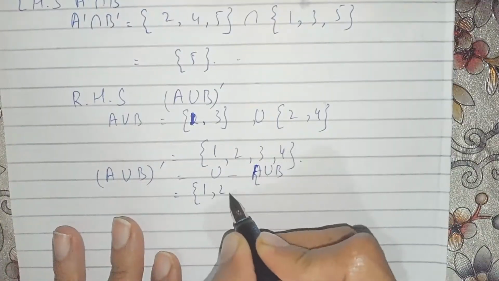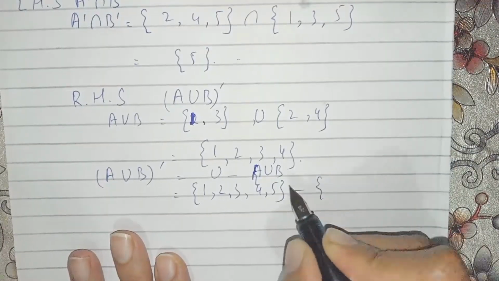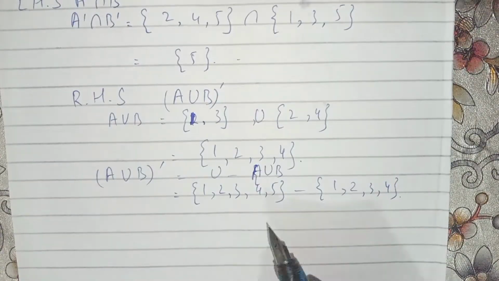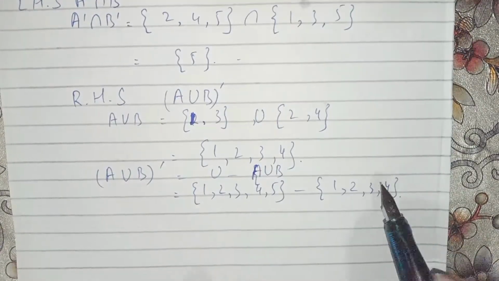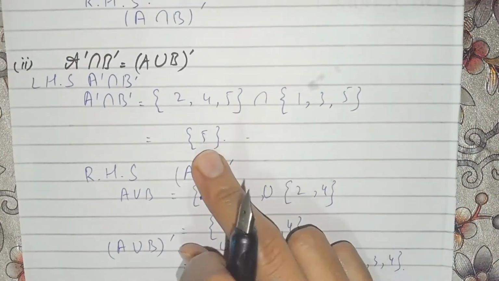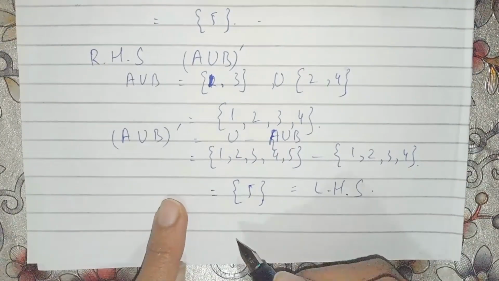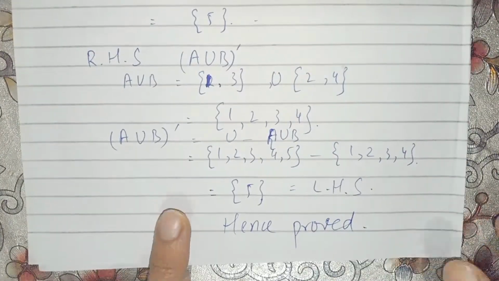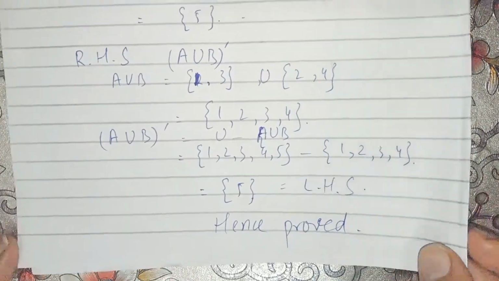Now we have to write the values. The universal set is 1 2 3 4 5 and A union B is 1 2 3 4. Now we write the values which are present in U but not in this set, and this is only 5. Our left hand side is also equal to 5, so right hand side is equal to left hand side, and hence proved, both sides are equal. And now students, question number 4 is solved.